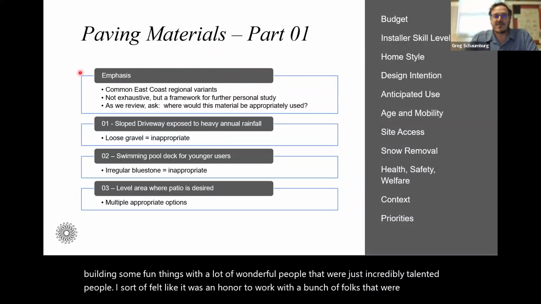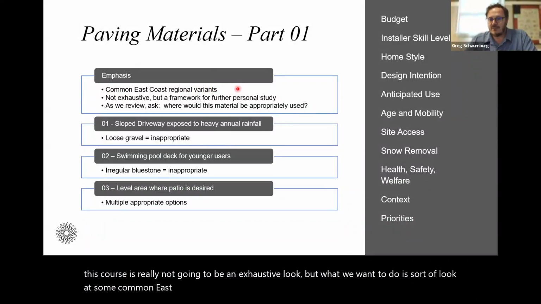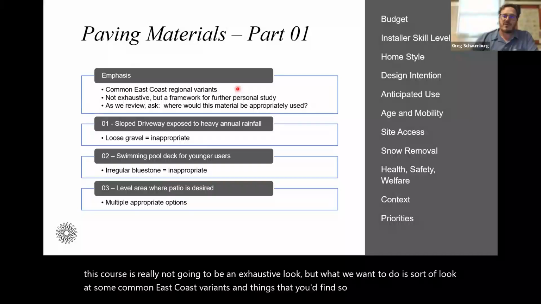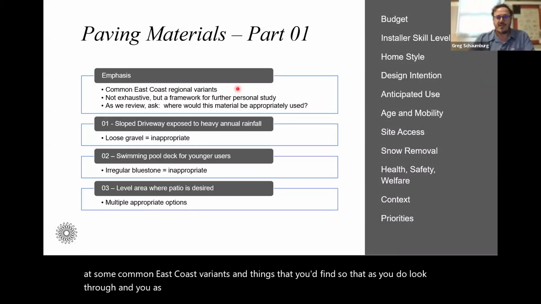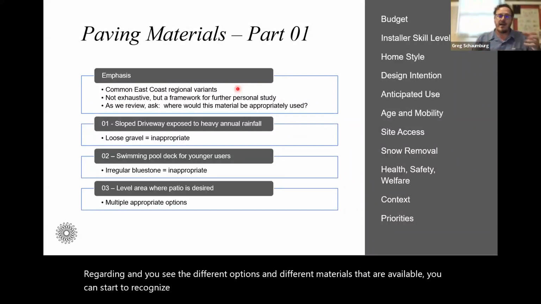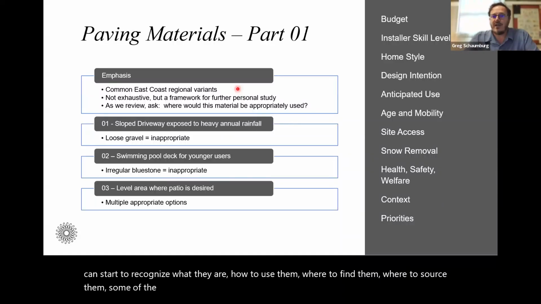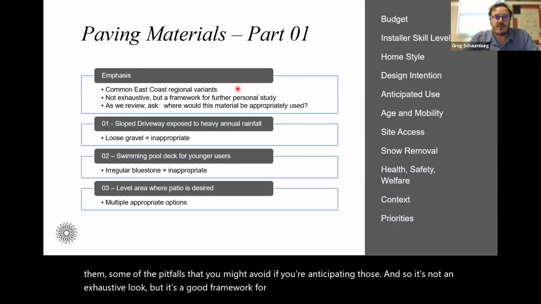Well, this course is really not going to be an exhaustive look, but we want to look at some common East Coast variants and things that you'd find, so that as you walk through a garden and see the different options and materials available, you can start to recognize what they are, how to use them, where to source them, and some of the pitfalls you might avoid if you're anticipating them. So it's not an exhaustive look, but it's a good framework for personal study and further study.